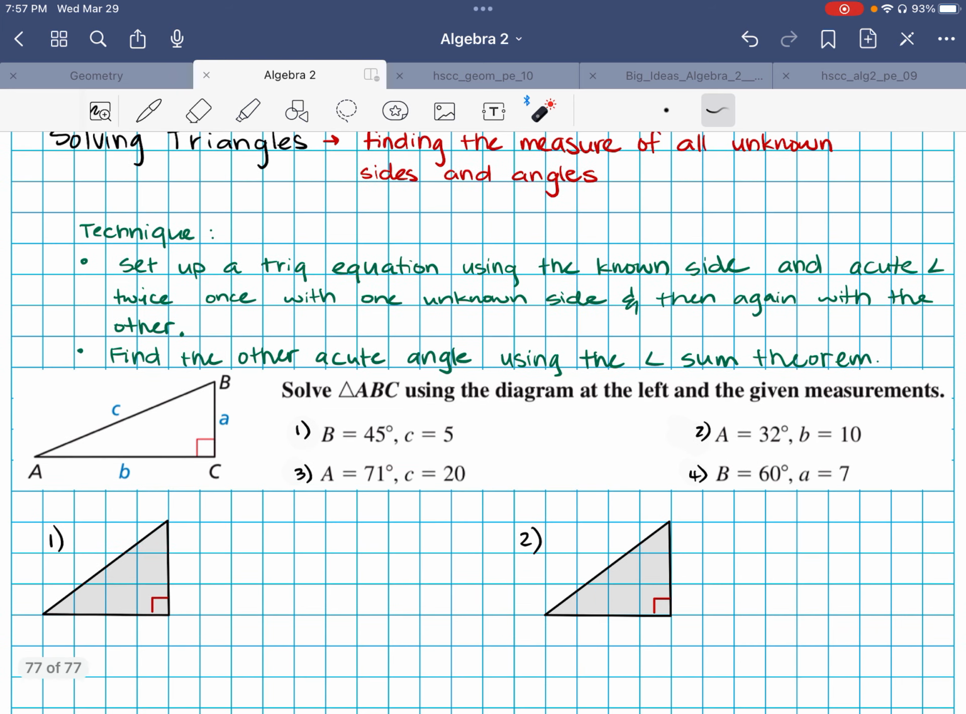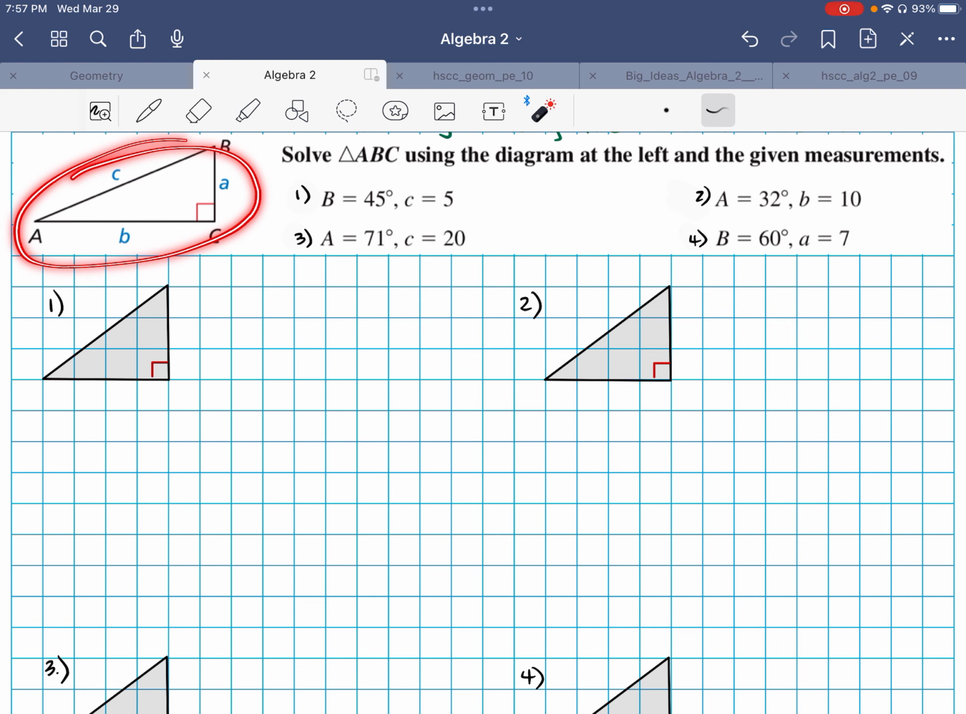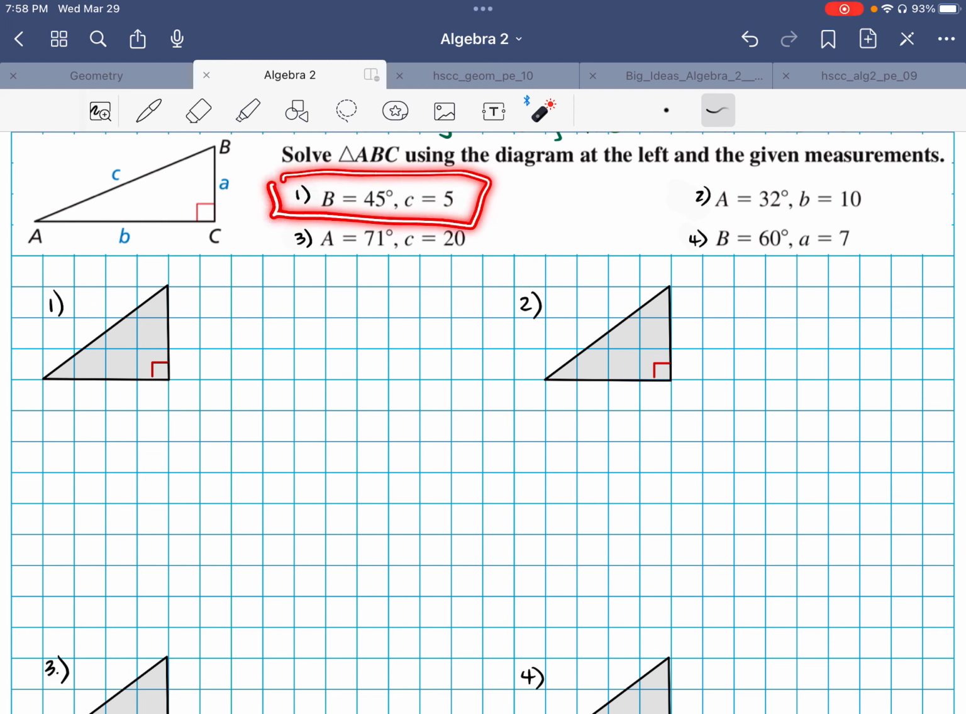So we're going to take a look at our first one, number one. This looks very similar to the homework. What you're going to do is you're going to have a triangle that's kind of given like this guy right here, and they're going to tell you some of the pieces of information, right? So in this problem, they're giving us angle B is 45 degrees and side C is 5.